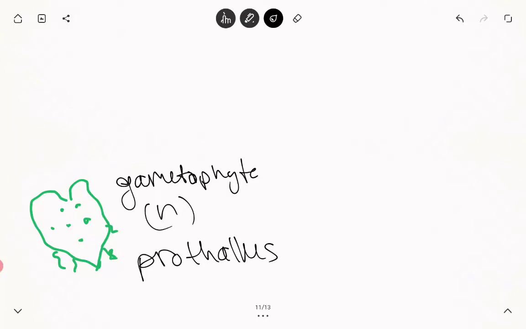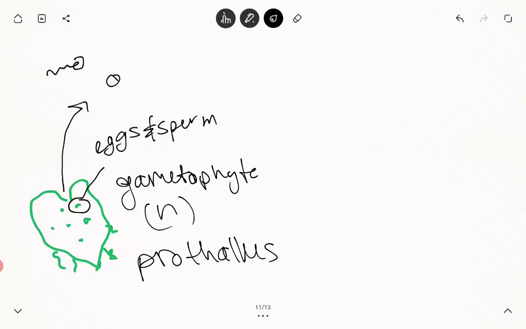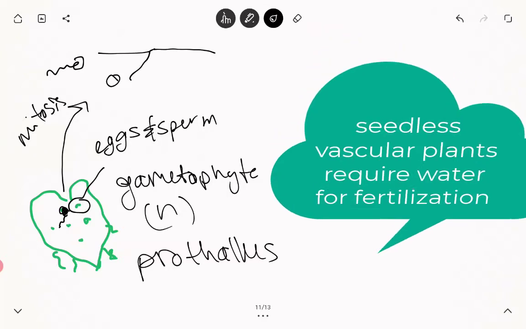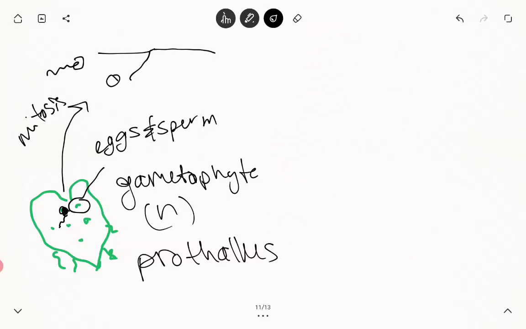These are going to have structures on here called antheridia and archegonia that produce eggs and sperm. The archegonia produce the eggs, the antheridia produce the sperm. They go through mitosis to produce sperm that can swim, and eggs. The gametophyte makes gametes. It's haploid, so it goes through mitosis to make those gametes. In the ferns, the sperm swims to an egg and fertilizes the egg in place in that prothallus.